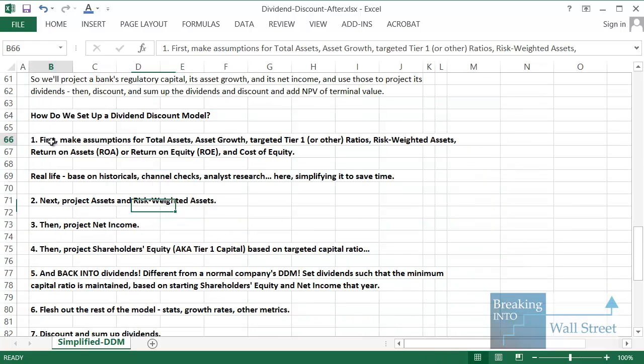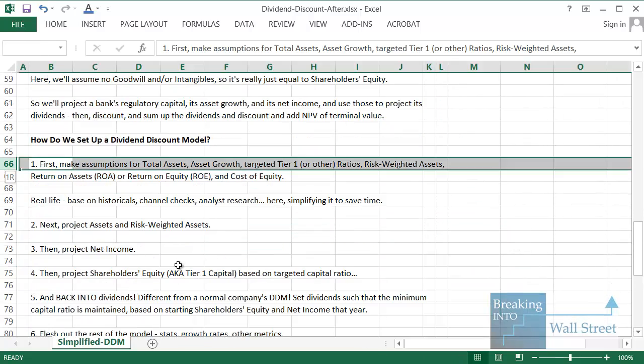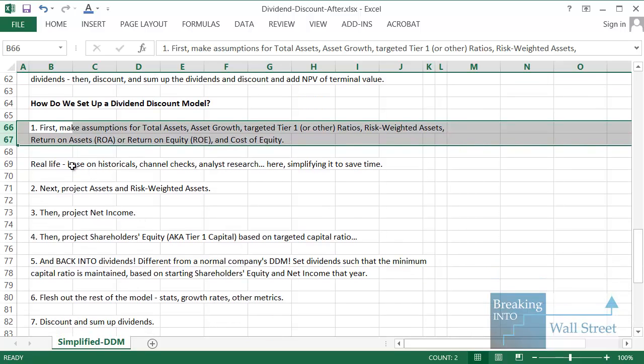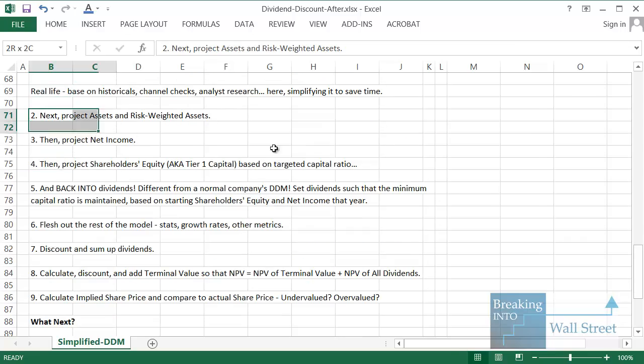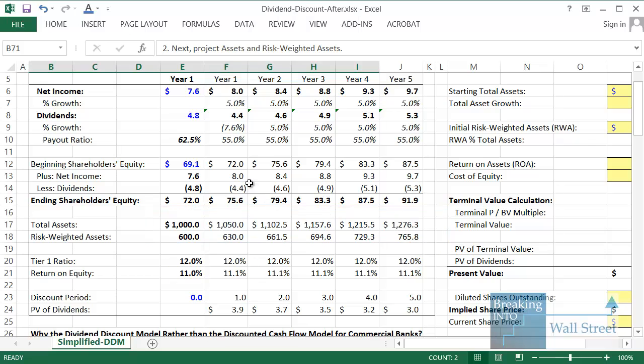To set it up, first we made assumptions for the total assets, asset growth, targeted capital ratios, risk-weighted assets, return on equity, cost of equity. Then we projected assets and risk-weighted assets over here. Then based on that, we projected the company's net income. And then we projected the ending shareholders' equity, the minimum each year, based on the Tier 1 capital ratio we're targeting. And then we backed into our dividends based on the beginning shareholders' equity, the net income generated in the year, and the ending number that we're trying to target.